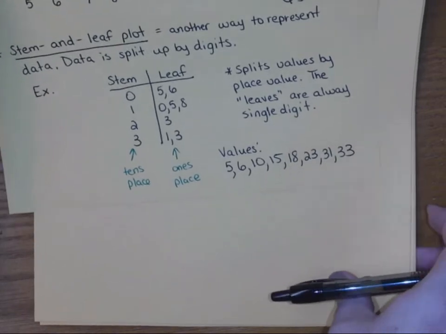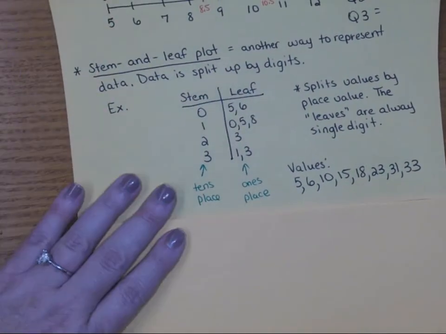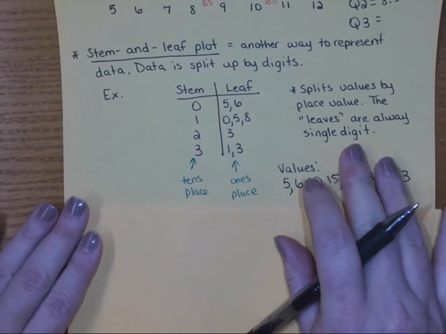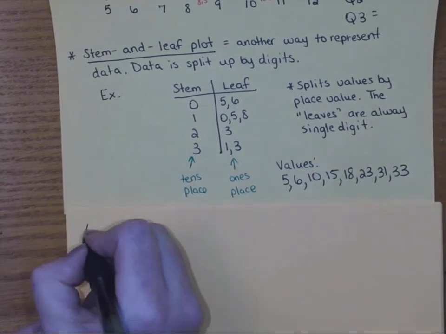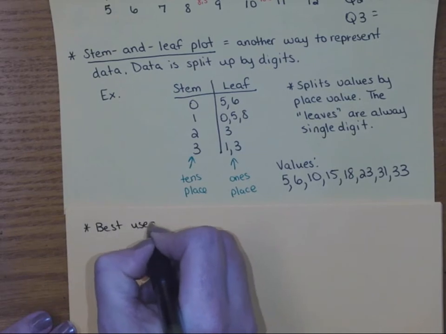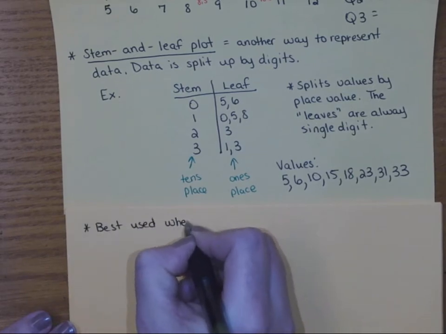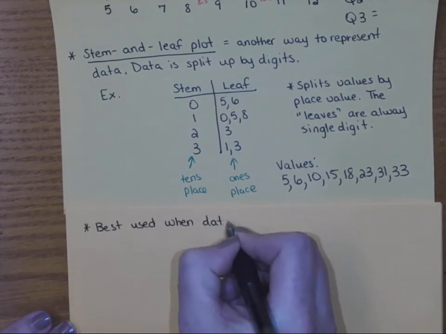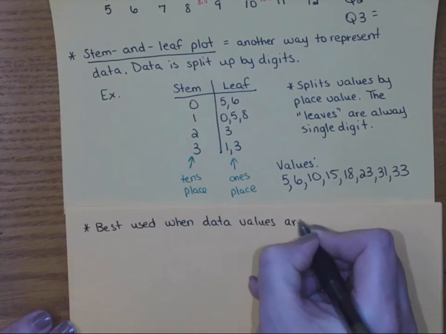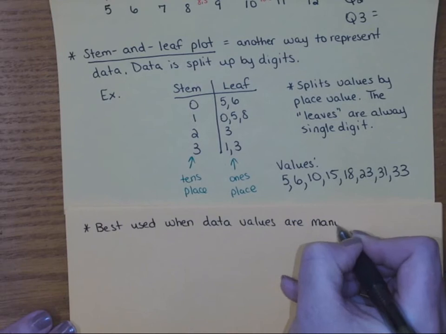Again, sometimes you'll see stem and leaf plots where there are no commas, where you just list digits. You need to be aware that different books are going to list them different ways. So this is best used when the data values are many and heavily clustered.